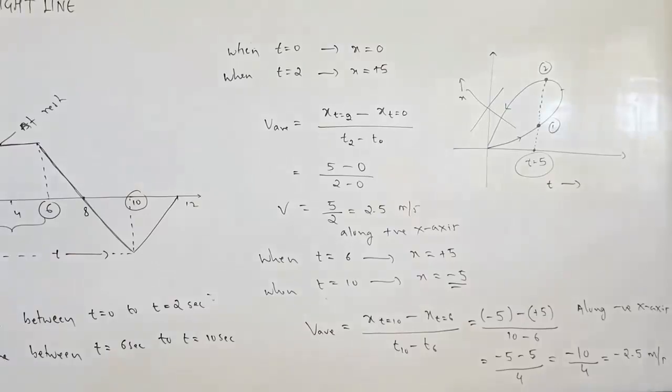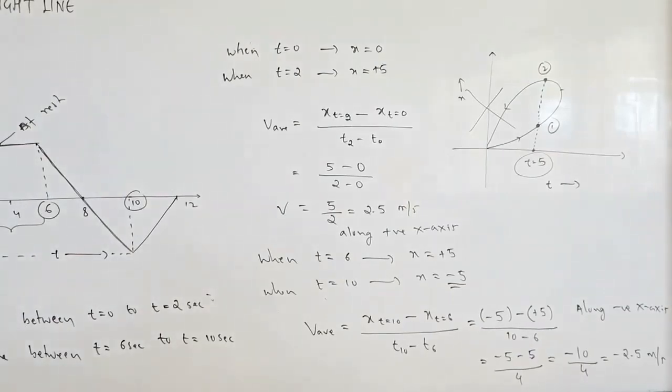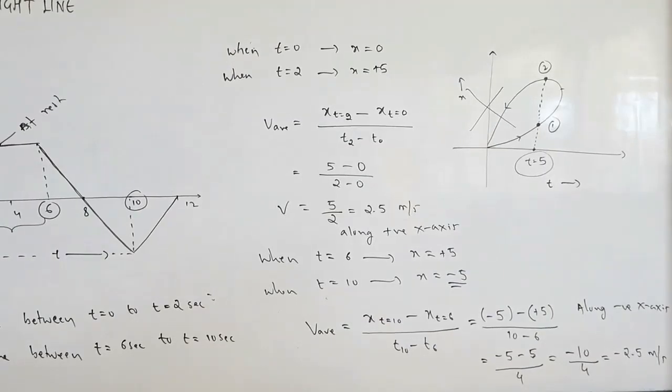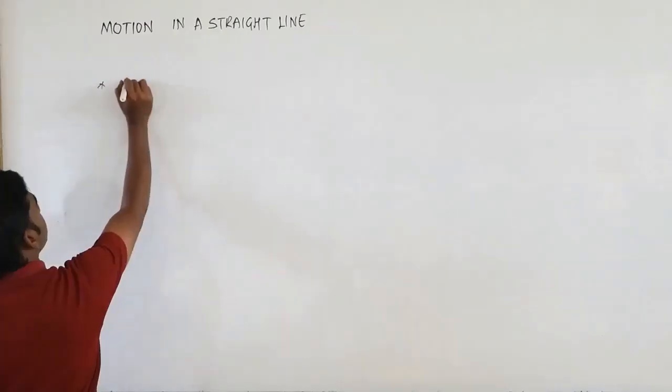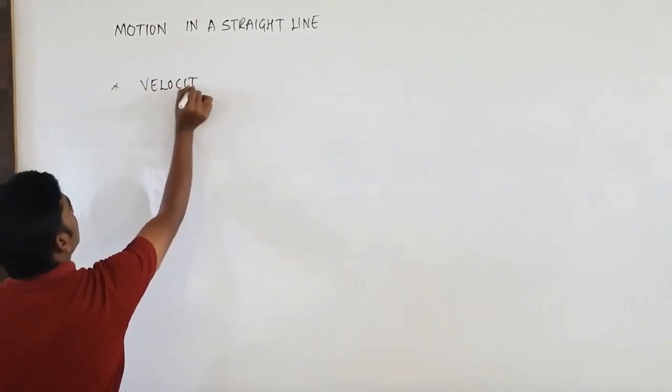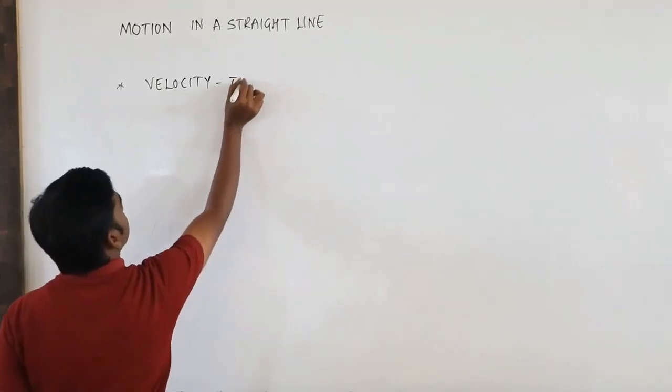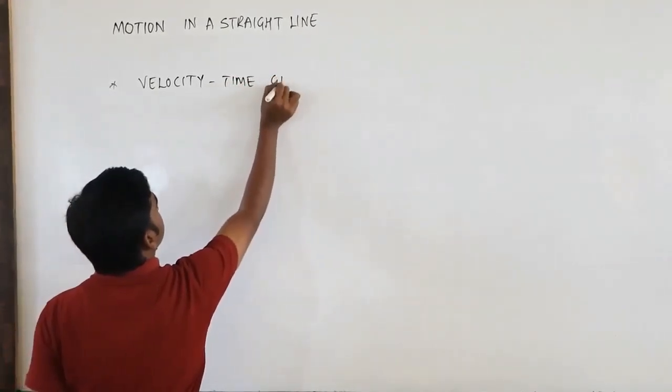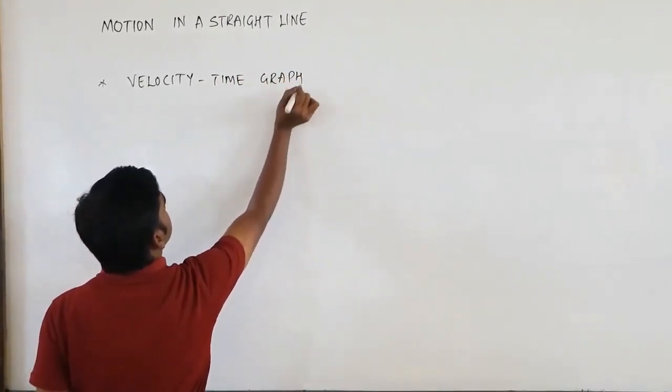So it doesn't mean that when a graph is given we should start analyzing. We should understand what the graph means, whether it is right or wrong. Okay, so this is all about the position time graph. Now, the velocity time graph. Okay, very important.